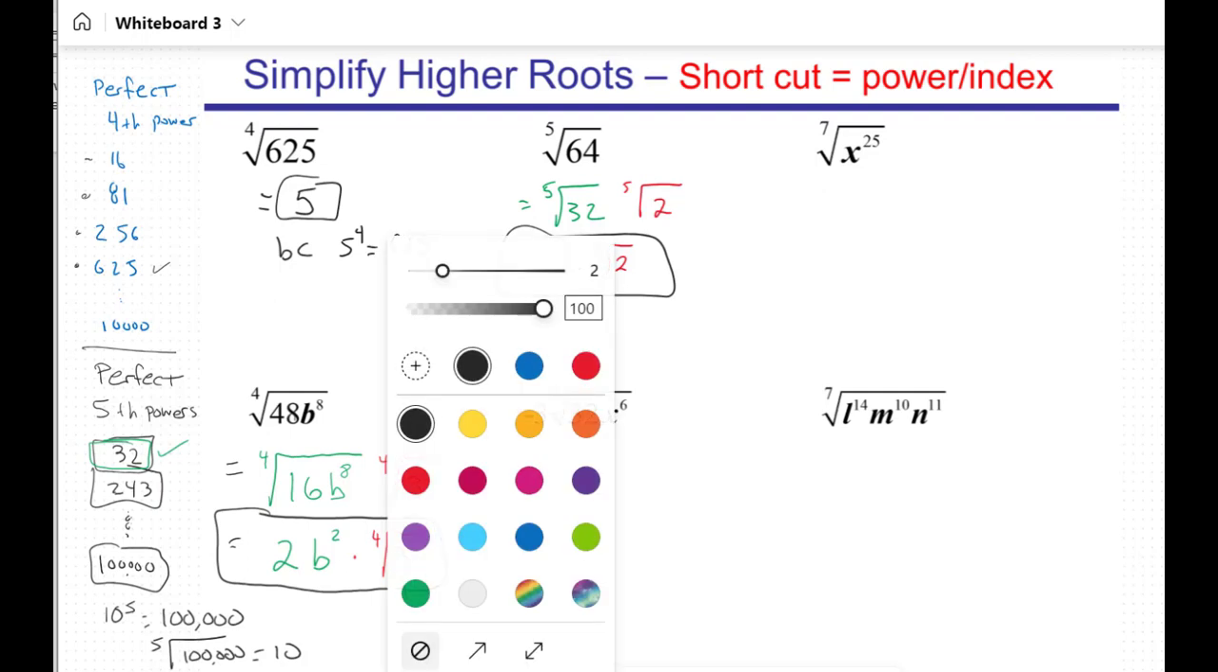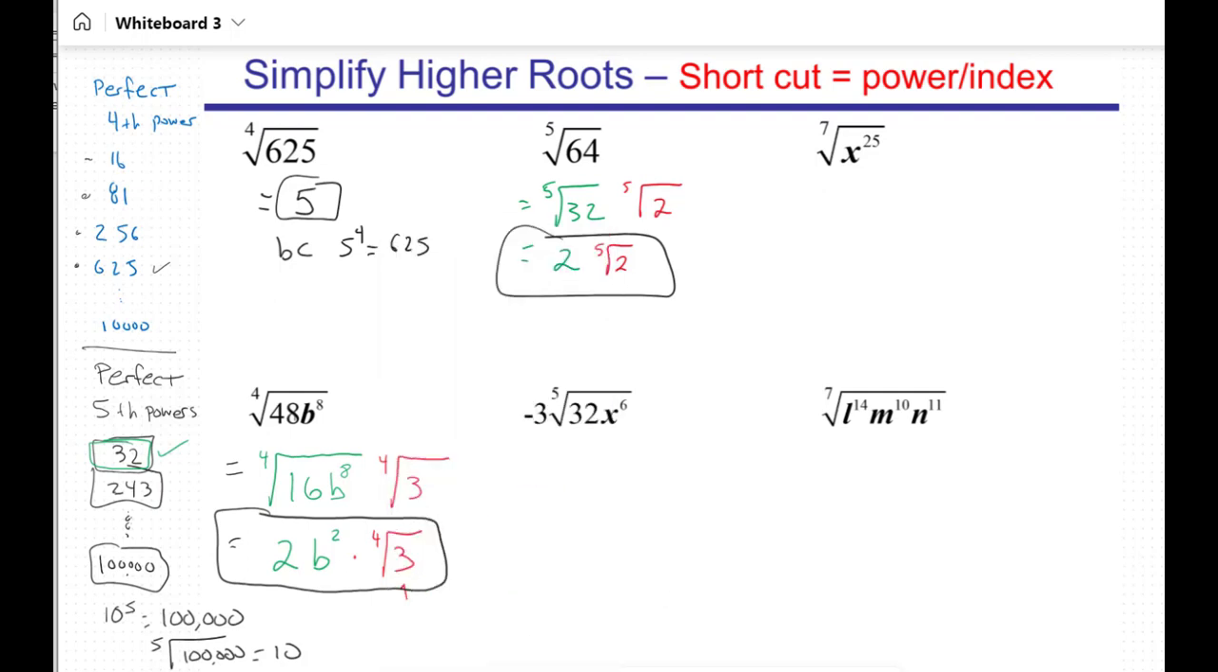Okay, next one down, also a fifth root problem with a -3. I have a fifth root. I want to start factoring. Now wait, fifth root of 32, hey, that's a perfect fifth root of 32. That's our first perfect fifth power.